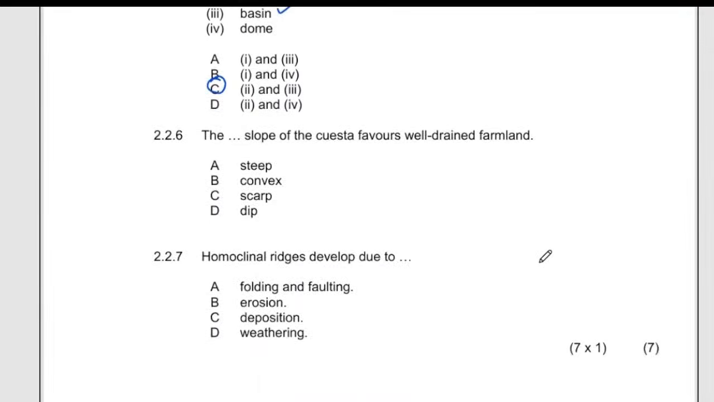Number 2.2.6, it says the dash slope of a cuesta favors well-drained farmland. Which part of the cuesta favors well-drained farmland? Automatically, that's the dip slope.